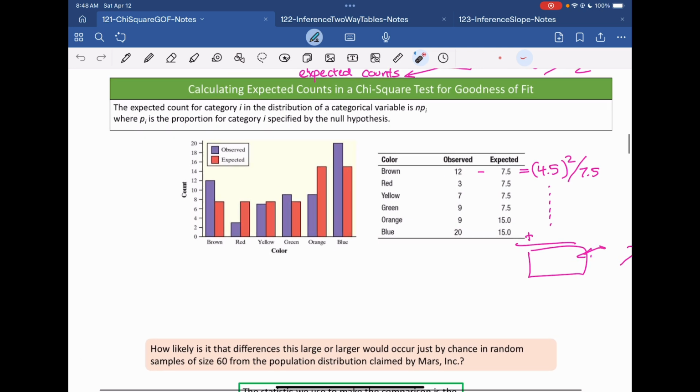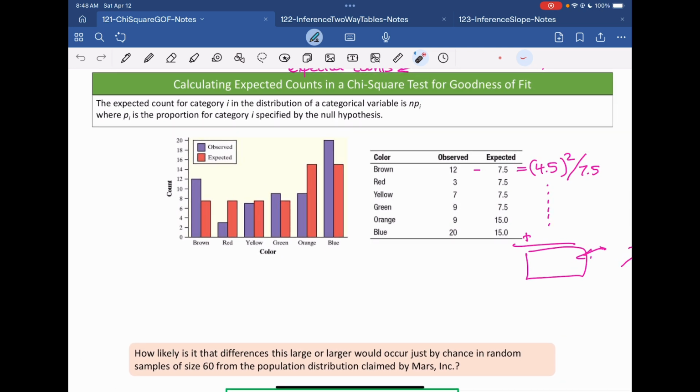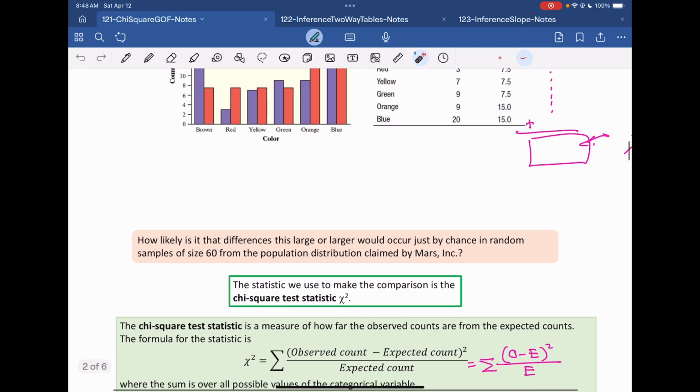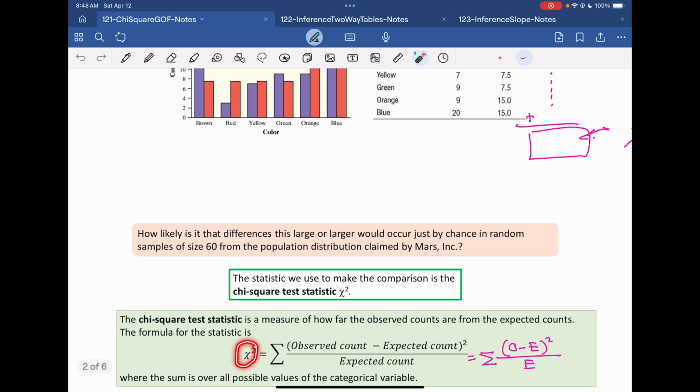So now we have two sets of numbers we're looking at. We have this set of numbers, which are the observed counts, and this set of numbers, which are the expected counts. And the chi-square test statistic looks like this. The way I do it is I just do one slanted line, and then I do this and put a square. To calculate that, you need to take your observed, subtract your expected, square it, divide it by expected, and then add them all up, sum.